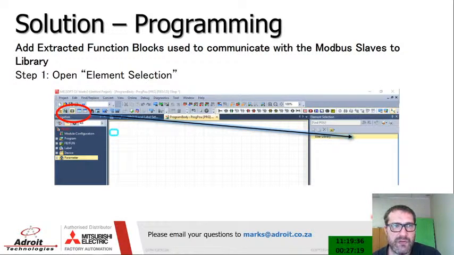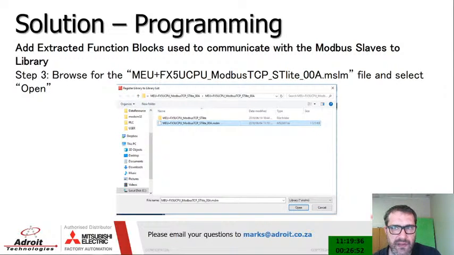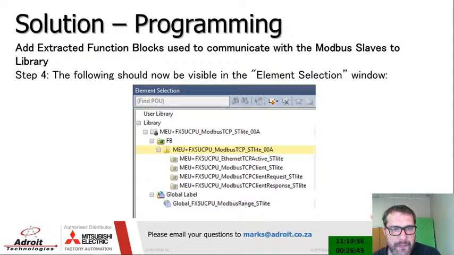Okay, so in order to do that, if you remember earlier I spoke about the function block that you need to extract. Well, once you've extracted it, you open up your program body, you add the actual function block to the user library, and you go to open that button, that page over there which says element selection. You register the library, and that file that you've actually extracted, you go and install that file, that MSLM file. That will contain all of those Modbus TCP libraries for you.